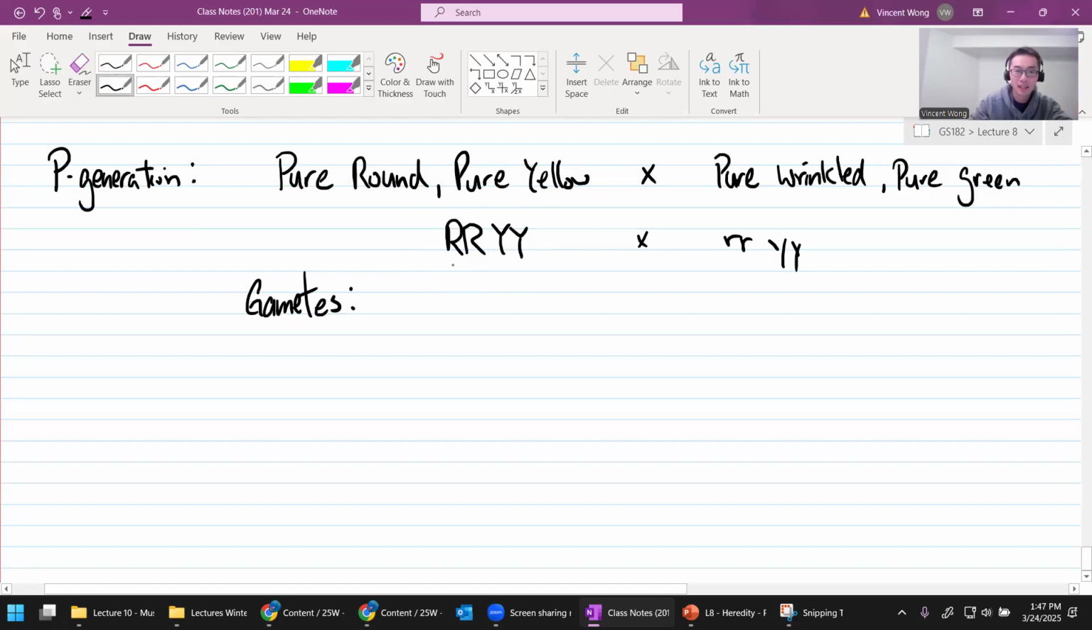Samuel said 1. That's right, it's 1. Look, how many choices for the R? 1. How many choices for the Y? 1. And what do I do with these numbers? If you don't know what to do with it, multiply, okay? 1 times 1, 1.